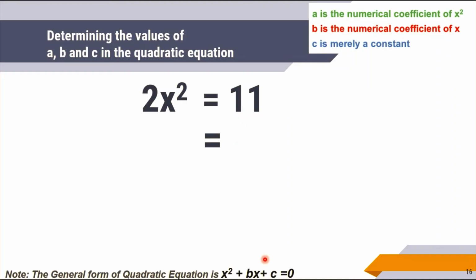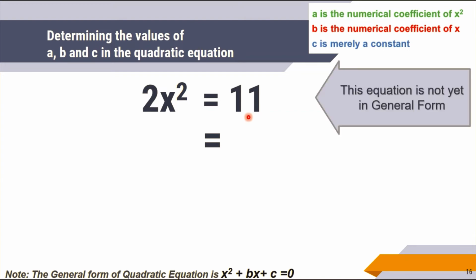Let us have another example. If we have 2x squared equals 11. This is not yet in general form again. So, ang inilipat natin ay si 11 sa kabila. Pwede rin si 2x squared dun din sa kabila. So, any terms will do. Basta nakalagay sa isang side ng equation. So, if we have positive 11, ilalagay natin siya sa kabila, siya ngayon ay magiging negative 11. Then, it is equal to 0.